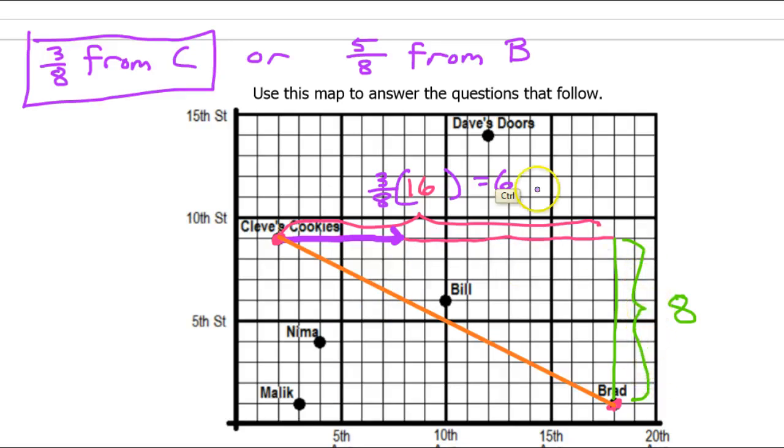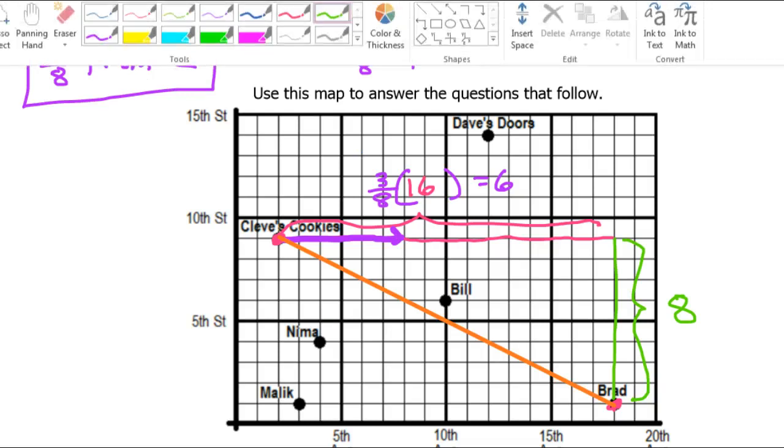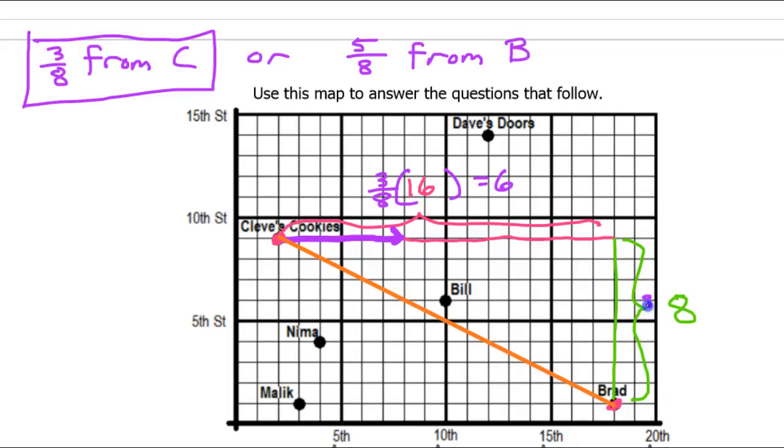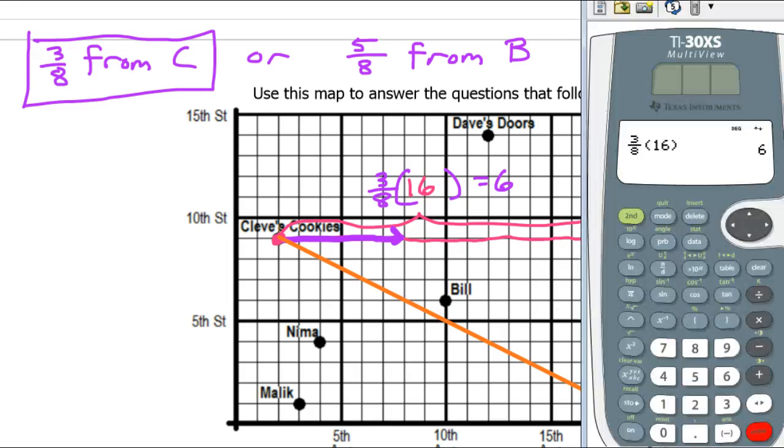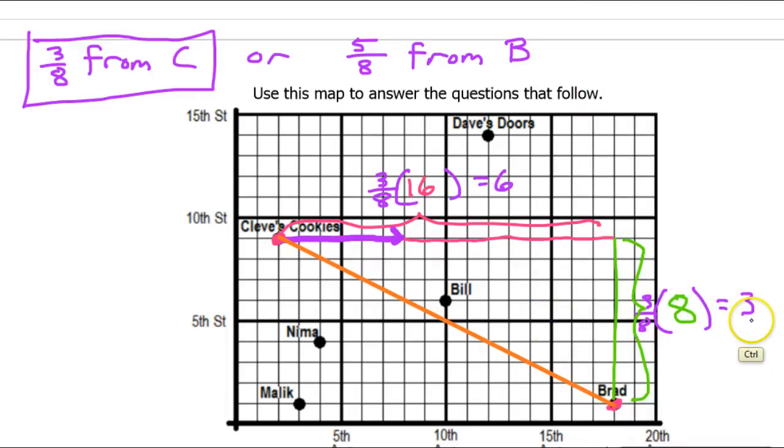So vertically, I'm still going to do 3/8 of the way from C. So vertically, I'm still going to do 3/8 times this vertical distance. Well, I can see that these 8s are going to cancel out, so this answer is simply going to be 3. Again, if you can't see that, then you can just do 3/8 times 8. All right, but I'm hoping you can see that those 8s just cancel each other out. All right, so I get 3. That means vertically, I need to move 3.